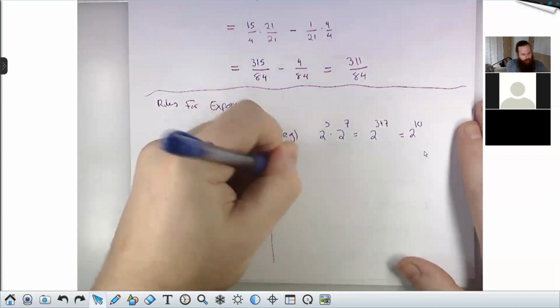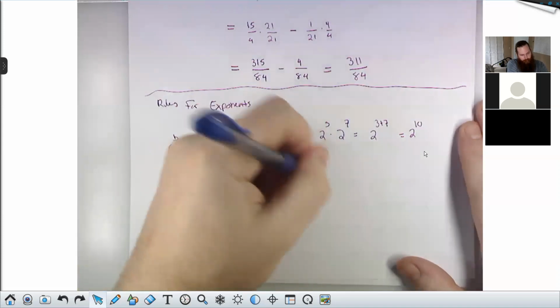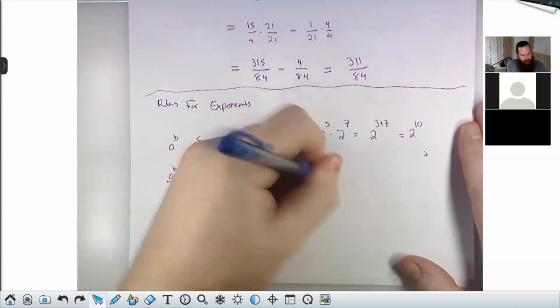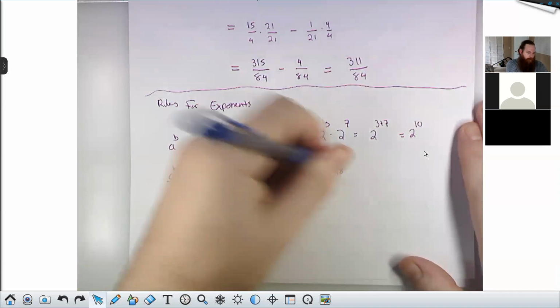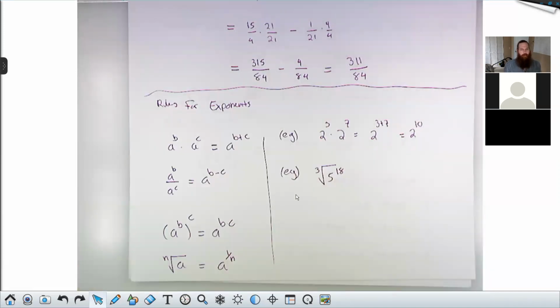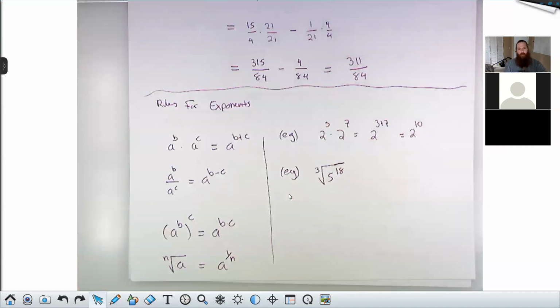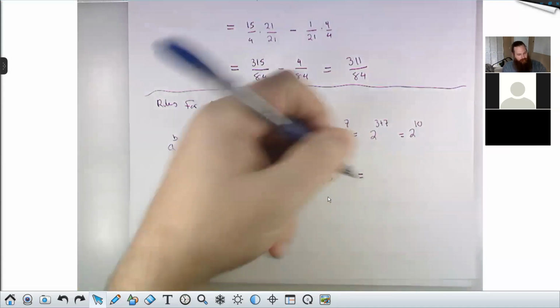Or if I wanted to write, you know, the cube root of 5 to the 18, I could figure out what 5 to the 18 is and then try to take its cube root. But that would take forever, and finding cube roots is kind of tricky. So it's much nicer to use these exponent rules.